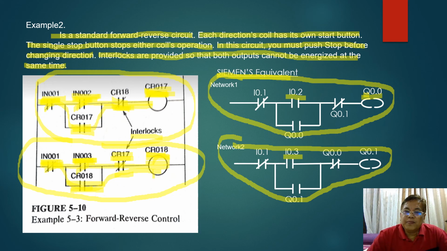The internal contact here will also be Q 0.0, which represents the seal, and the other internal contact here will also be represented by Q 0.0, which is your interlock. And for the reverse, your reverse start button is represented by I 0.3. Your output is represented by Q 0.1. The internal contact here, which is your seal, will also be represented by Q 0.1. And then the interlock on the forward circuit will be represented again by Q 0.1. Again, the interlocks here will prevent energizing both the forward and the reverse output.